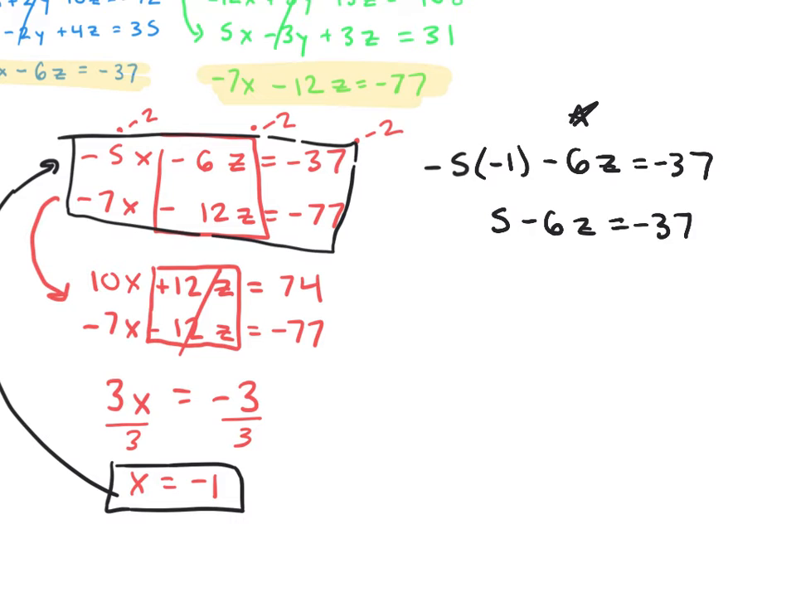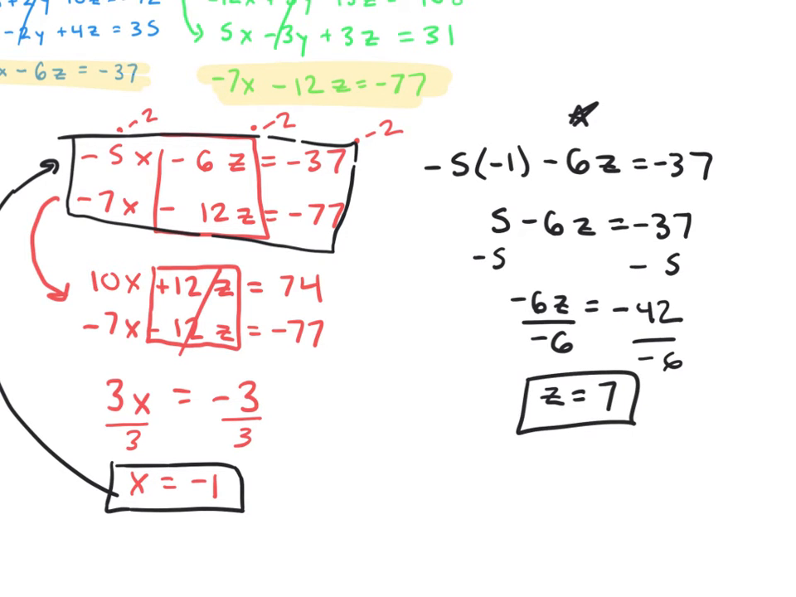What's next? -5. -5. So -6z is equal to -42. Now what? Divide by -6. So z is equal to what? 7. So that's our answer for z.